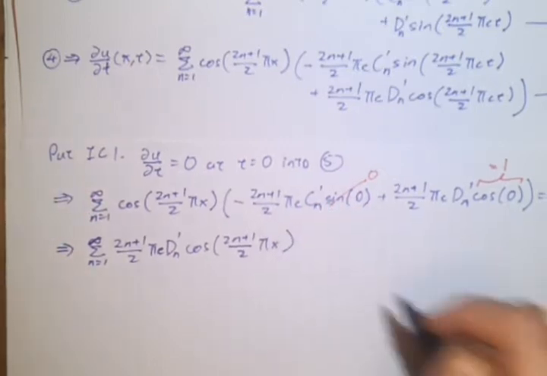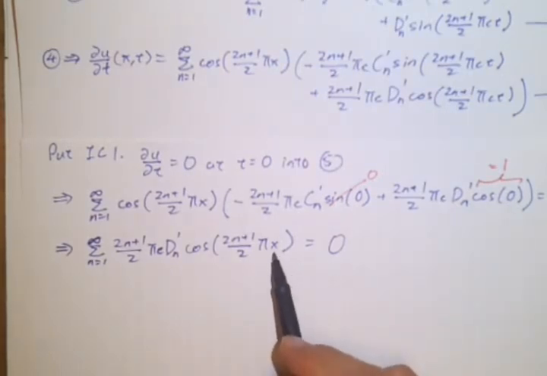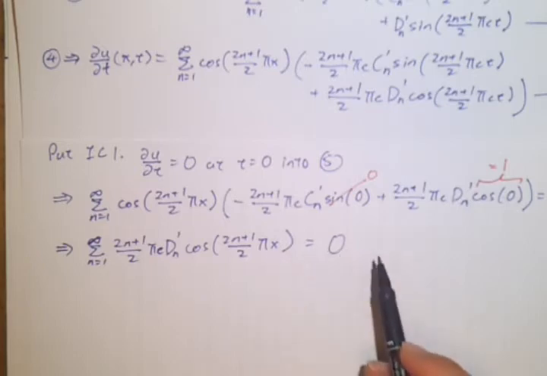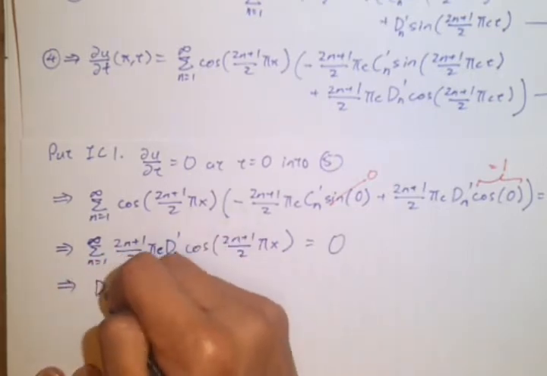Okay, now this has to be 0. Again, it has to be 0 regardless of what values of x you put inside. No matter what value of x you put inside, it has to be 0. So you can see that you have no choice. Your dn has to be 0.